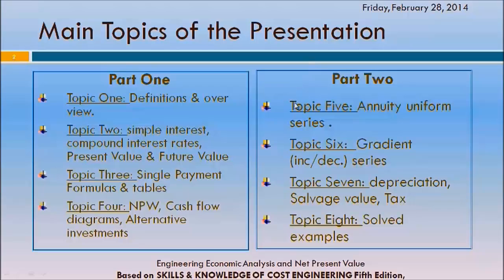Part 2, for the time being, I split into 4 topics, but it might have some changes. We will talk about annuity, uniform series, then gradient, which is an inclined or declined series. Then we'll talk about depreciation, salvage value, and tax. Then at the end we'll solve some problems.